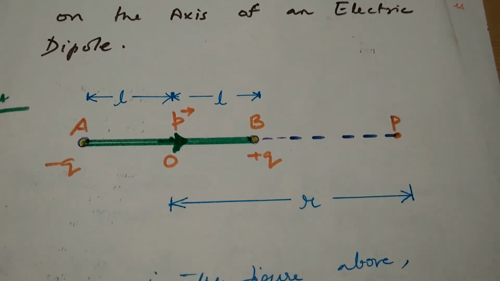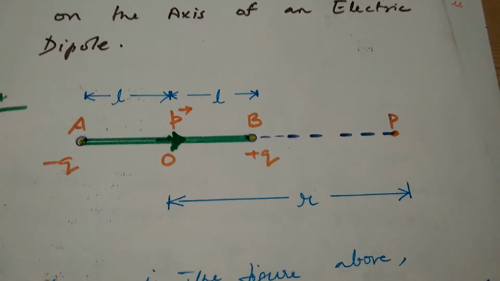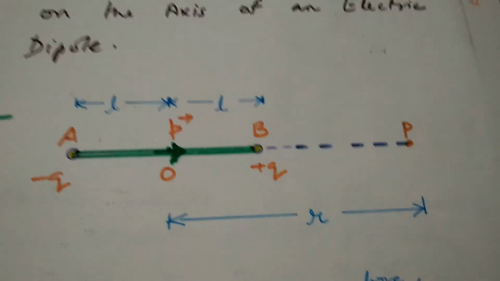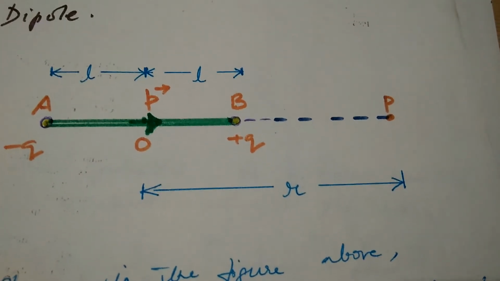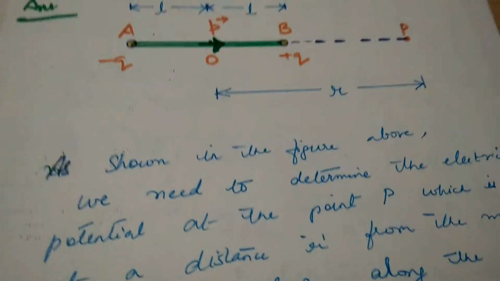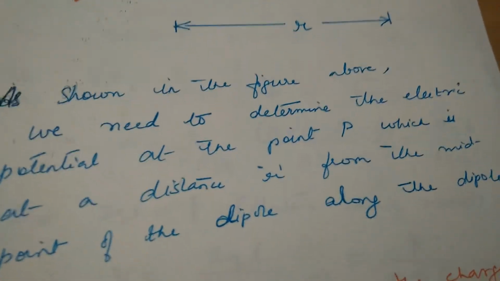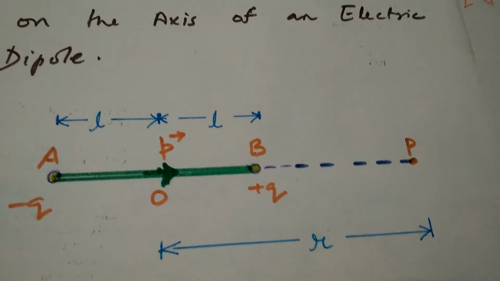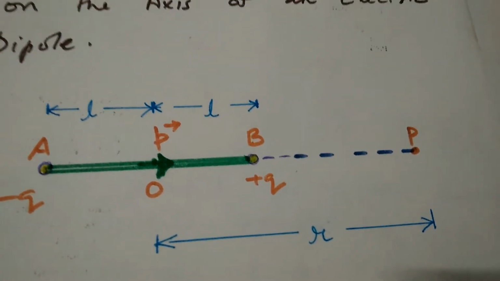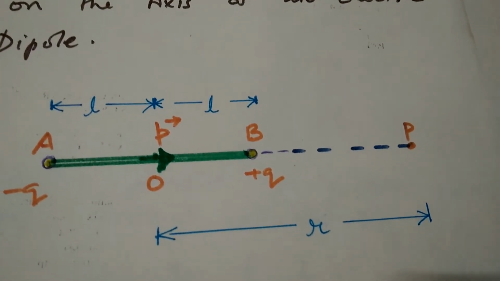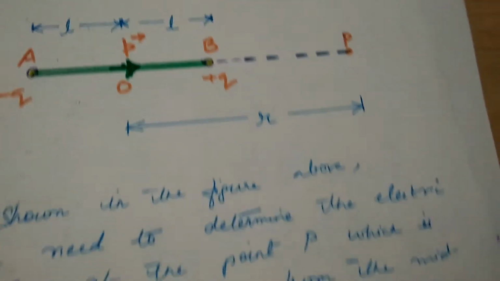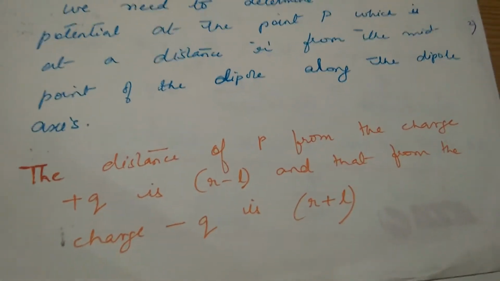What was a dipole, if you remember? Equal and opposite charges plus Q and minus Q separated by a small distance 2L. The midpoint is O. P is at a distance of r from the midpoint O, as shown in the figure. Because P is at a distance of r, from the point B the distance of P is r minus L, but from the point A it will be r plus L.